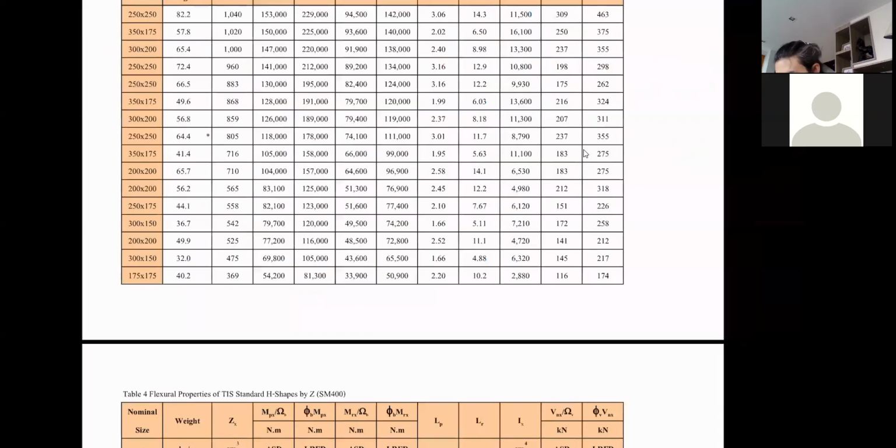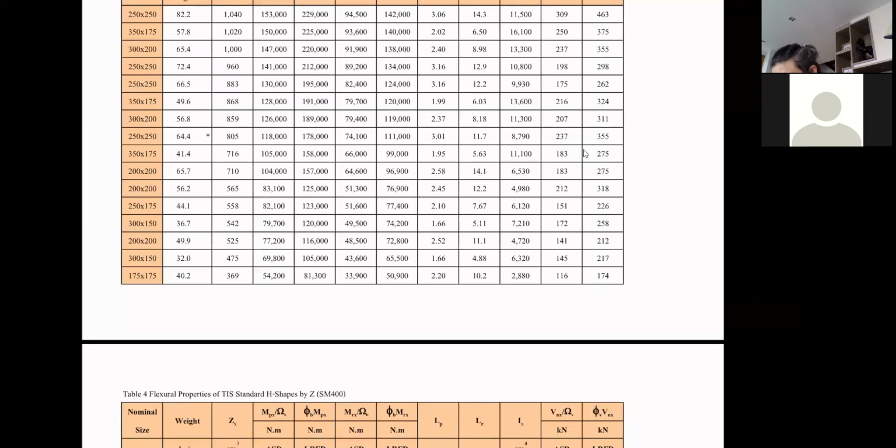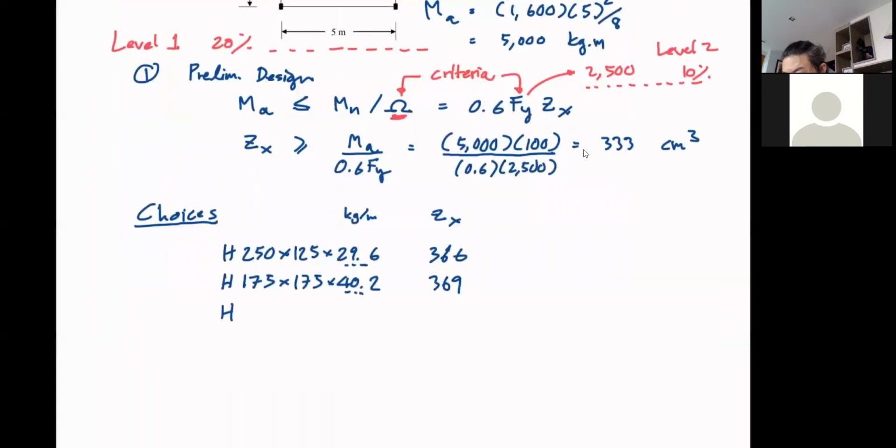Oops, I've got to wait. 40.2. You see, this is where we judge the economy of our design. See, it's pretty heavy now. The next section is going to be 300 by 150. See, it makes a lot of sense. You have a 50 millimeter more depth with the weight only increasing slightly. So this is 300 by 150 by 32.